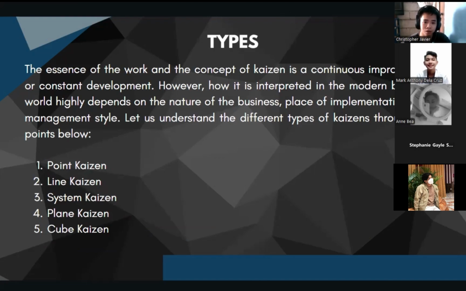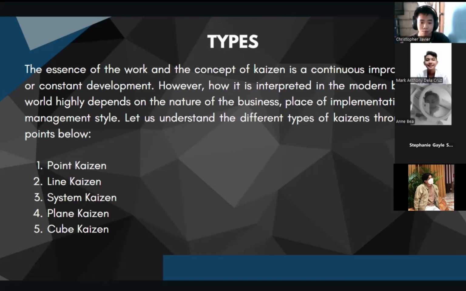The essence of the work and the concept of Kaizen is continuous improvement or constant development. However, how it is interpreted in the modern business world highly depends on the nature of the business, place of implementation, and management style. Let us understand the different types of Kaizens through the points below.